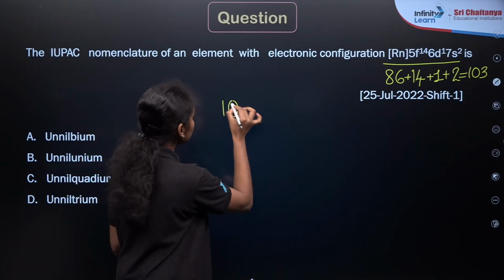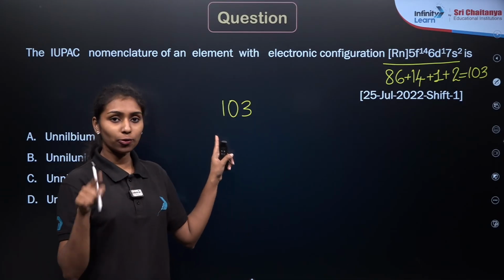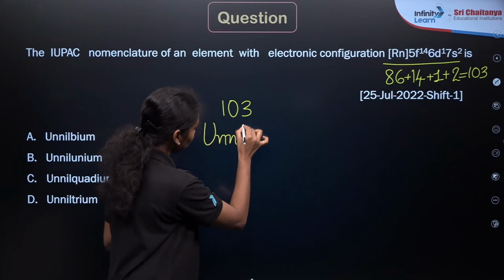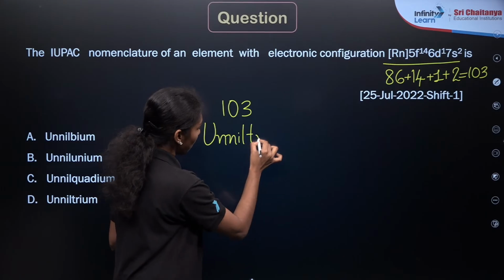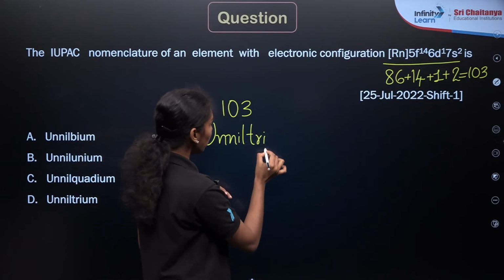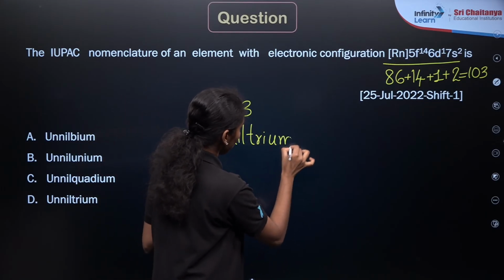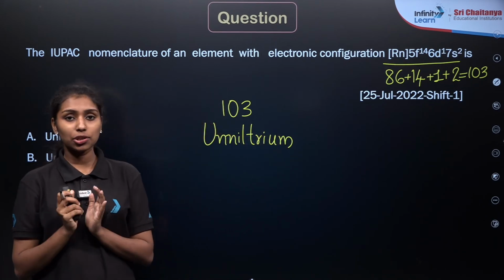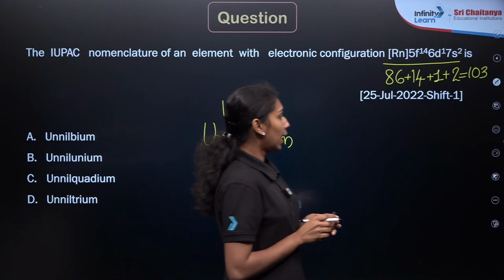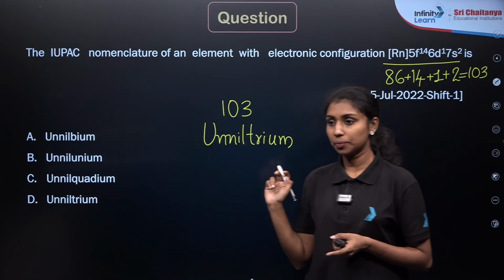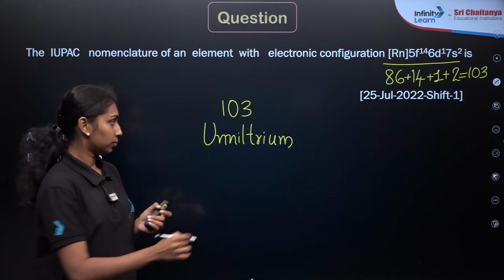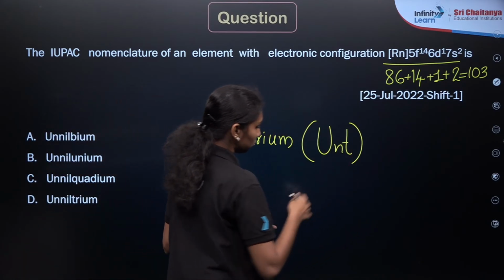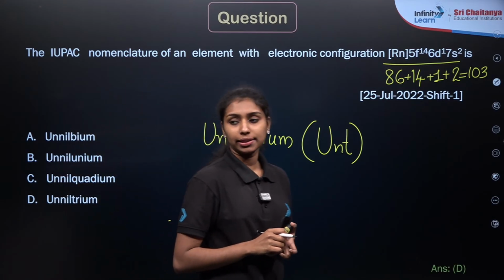Now what will be the word root for these 3 digits? If I am taking 1, it will be un, right? If I am taking 0, it will be nil. Then if I am taking 3, it will be tri. Then after the name of this compound, you need to add ium, right? So this will be the IUPAC name of this compound, unniltrium, having the symbol Unt. So option D will be the correct answer here.